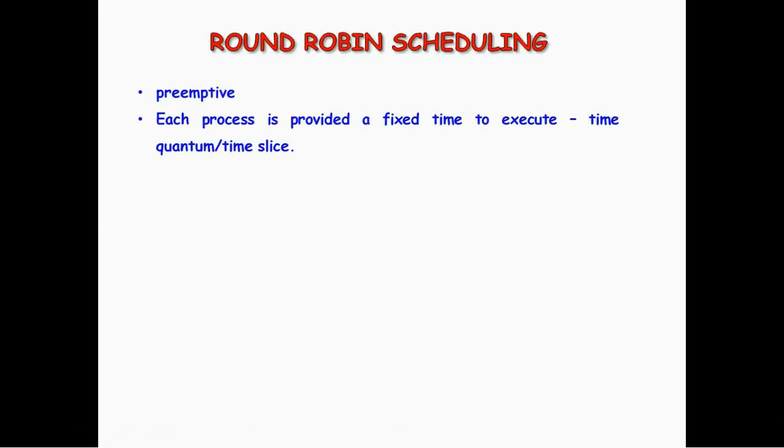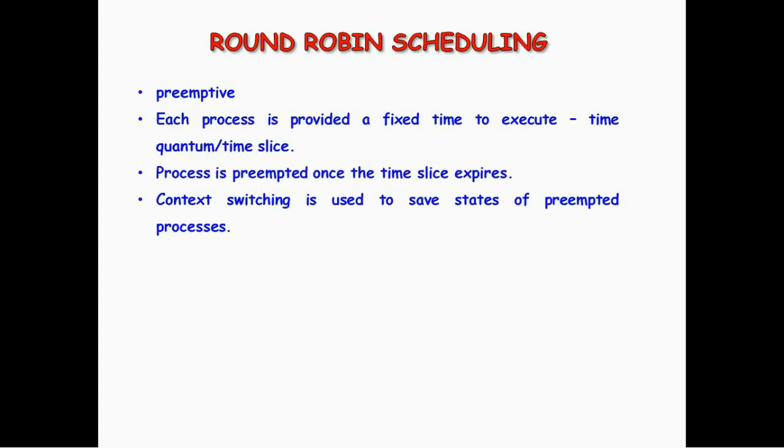Let us see round robin scheduling. It's a preemptive scheduling. Here each process is provided a fixed time for execution. We say that as time quantum or time slice. Process is preempted once the time slice expires. And here context switching is used to save the states of preempted processes.